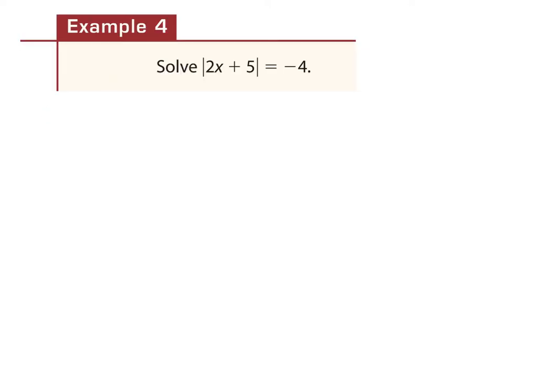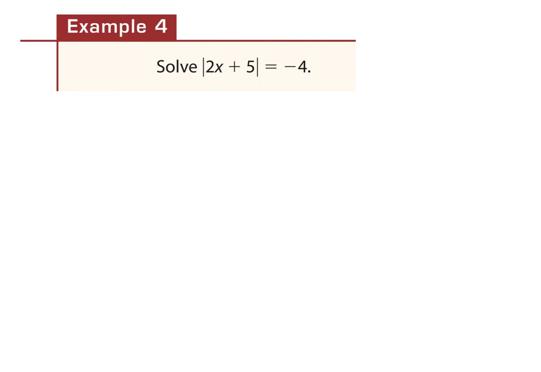So you may come across one like this. The absolute value of 2x plus 5 equals -4. Is the absolute value by itself here first? Yes, it is. Will my absolute value ever equal -4? Why not? Yeah, absolute value is always positive. It specifically indicates distance from 0.